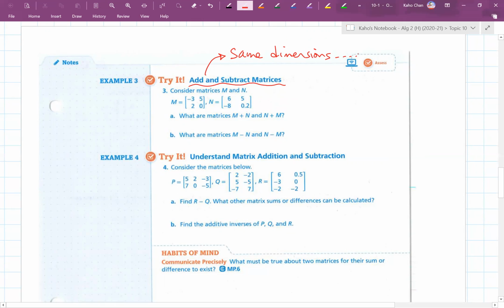In example 3, consider matrices M and N. Great, they're both 2 by 2s. What are the matrices of M plus N and N plus M? They're definitely the same size right now, and they happen to be a 2 by 2. And we're going to go ahead and add them together. Now, is addition, whether with one matrix and then the second one or in reverse, the same? The answer is yes, when you add them together.